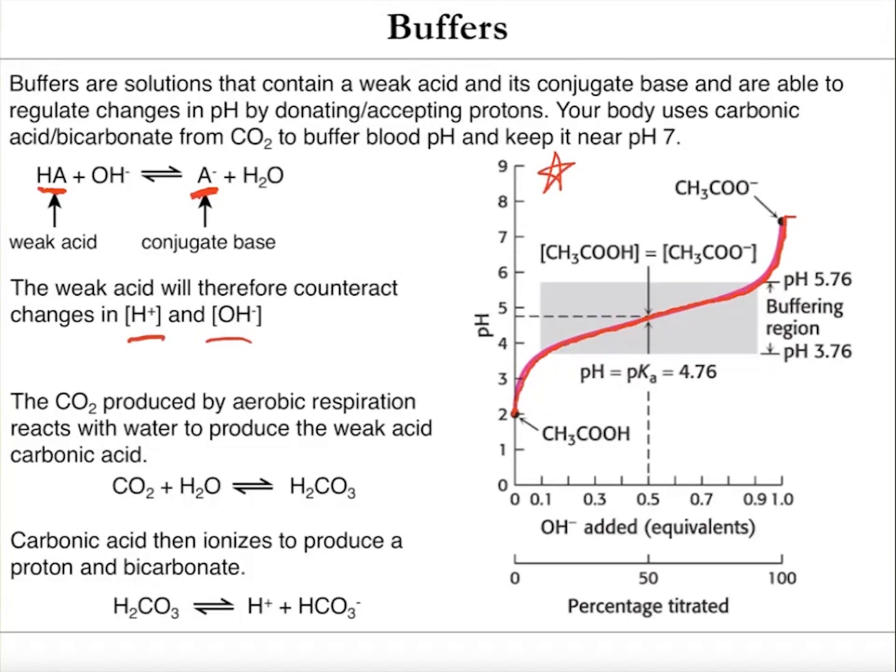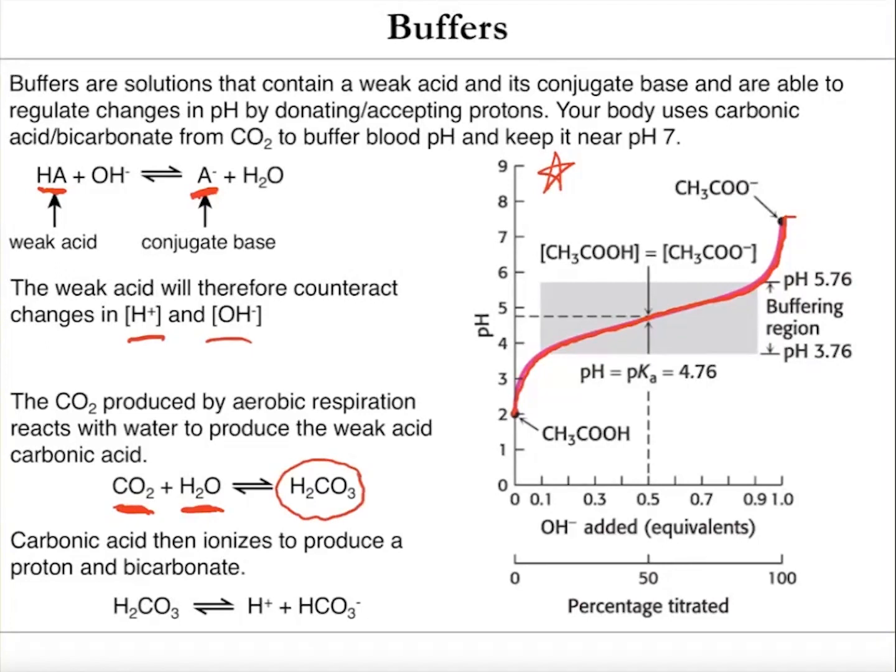This is more important to understand in terms of your blood plasma. So how does your blood plasma stay around pH 7? Why don't you get big increases or decreases in proton concentration? This happens because our blood has a buffering system, or buffering capacity. The CO2 that we produce by respiration, that you breathe out, can react spontaneously with water to form this molecule, carbonic acid.